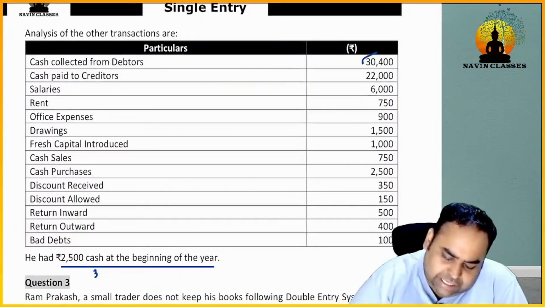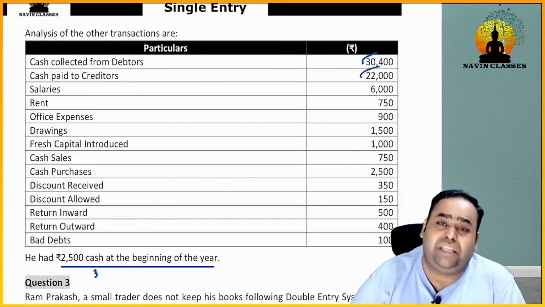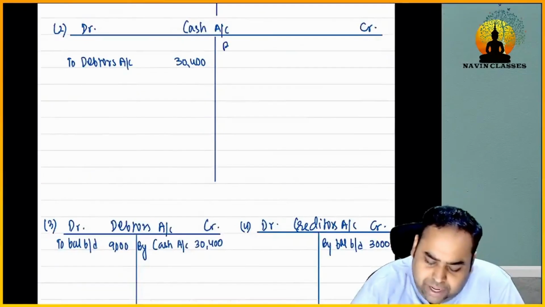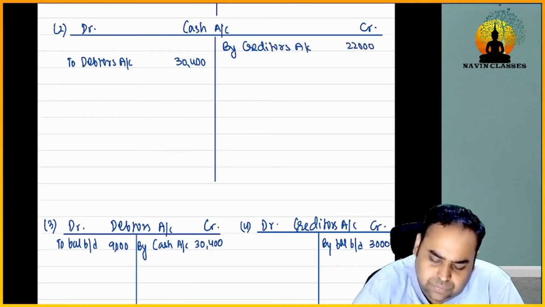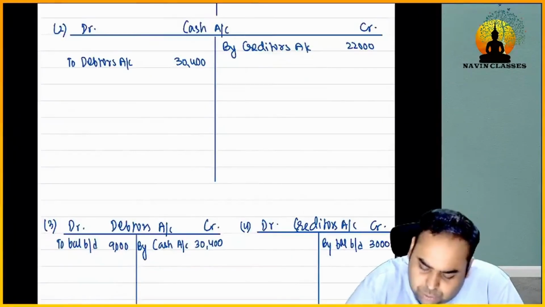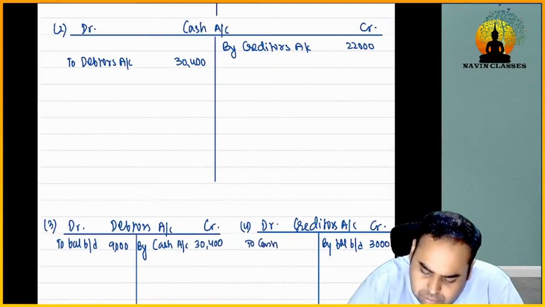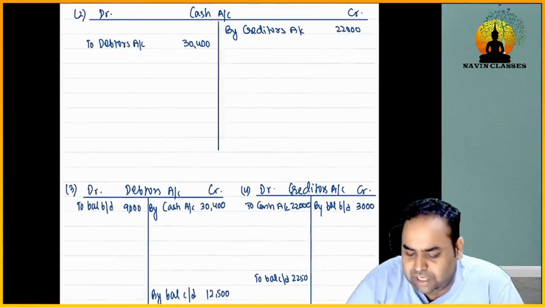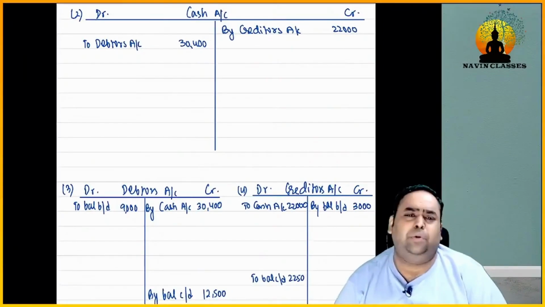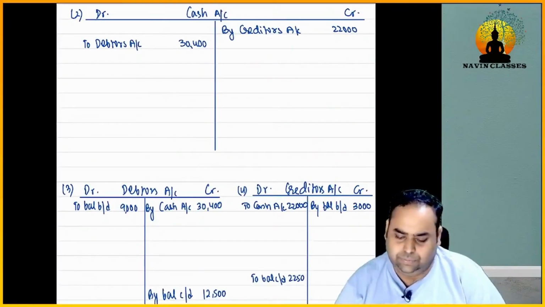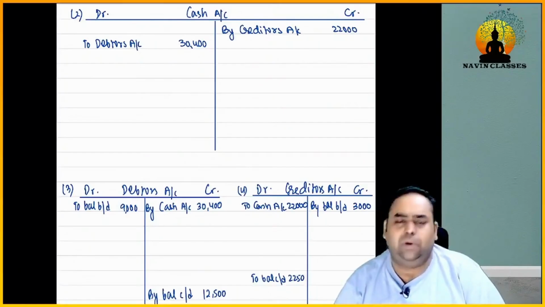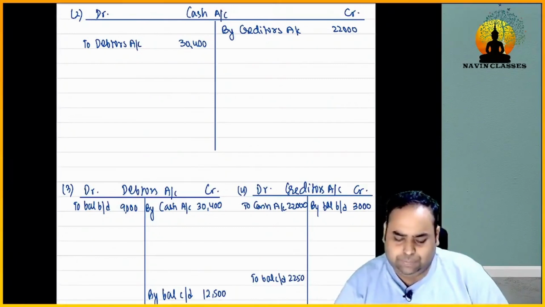Next. Cash paid to creditors. The payment was made in cash. So by creditors, 22,000. And in creditors, I will write to cash. 22,000. The entry for payment to creditor is creditor account debit to cash. This has no separate impact on the final accounts.